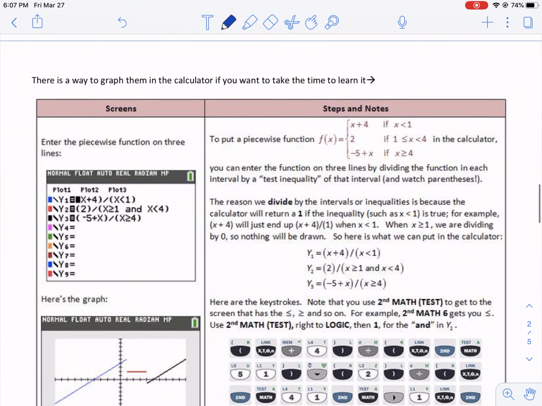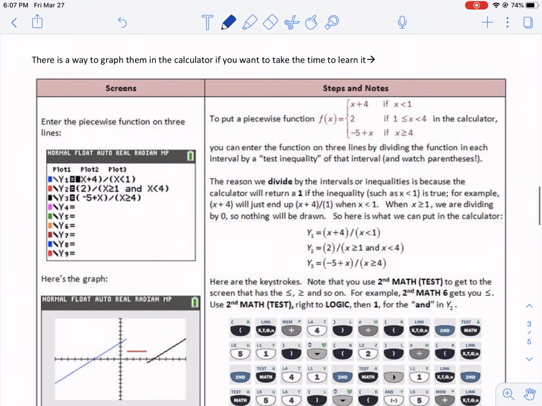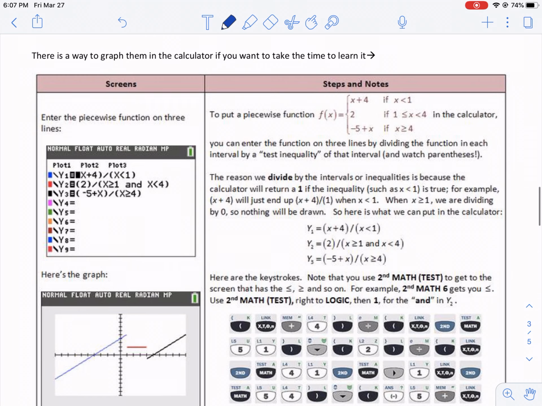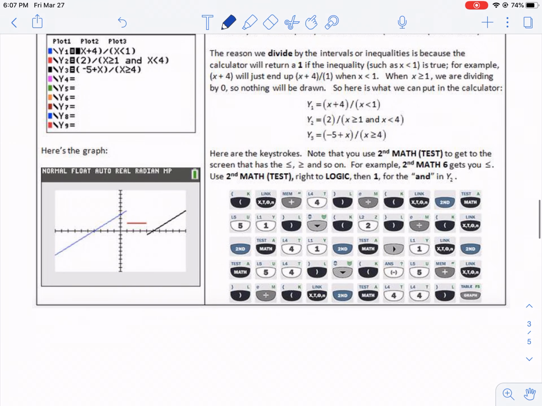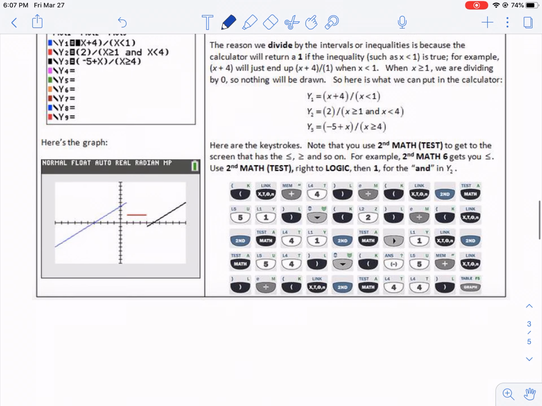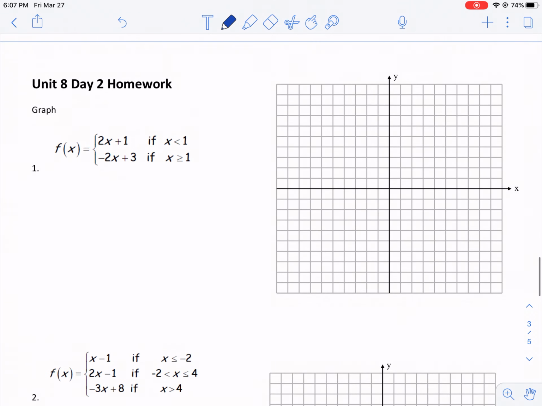All right, so here's the instructions that if you really want to teach yourself how to do the pieces on the graph, the calculator will actually do it for you. I thought it was too much trouble to bother with, but for those of you who want to play around, go for it. And then you have some homework problems where you get to try to graph these.